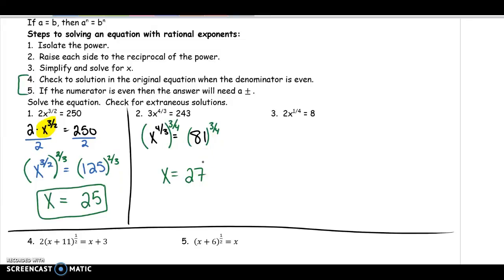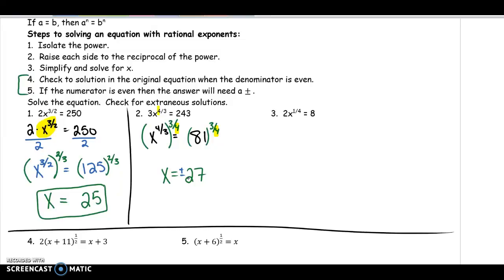Step 5, if the numerator of the original fractional exponent is even, then your answer will need a plus minus. So look at our original fraction. See how the numerator is even? So in the process of solving, we raised it to the 3/4, which means we took a 4th root. If that 4 ends up in the denominator, we took the 4th root of both sides in the process of solving, which means we need to put a plus minus in front of our answer.